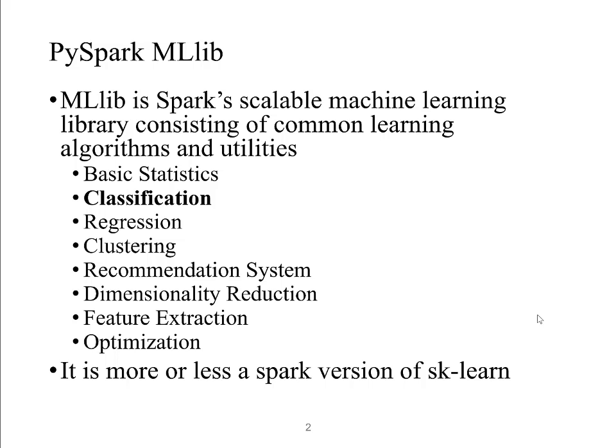Hypothesis testing, for example, the chi-squared test. Random data generation: you can generate random data following different distributions, such as uniform distribution, normal distribution, or Poisson distribution. This is basic statistics. Classification is the problem of identifying which of a set of categories a new observation belongs to.